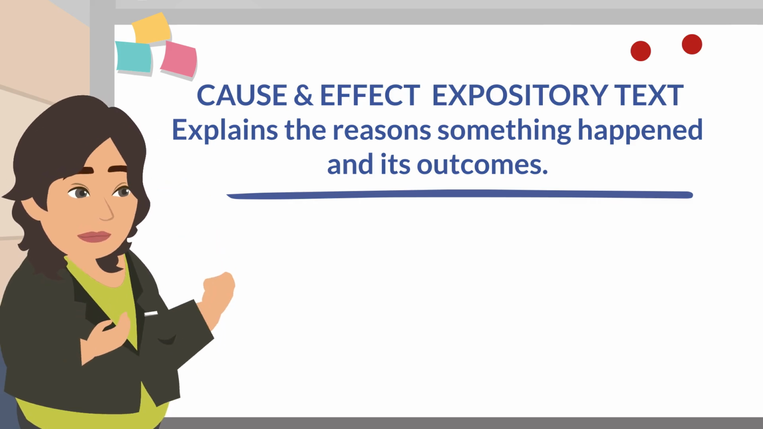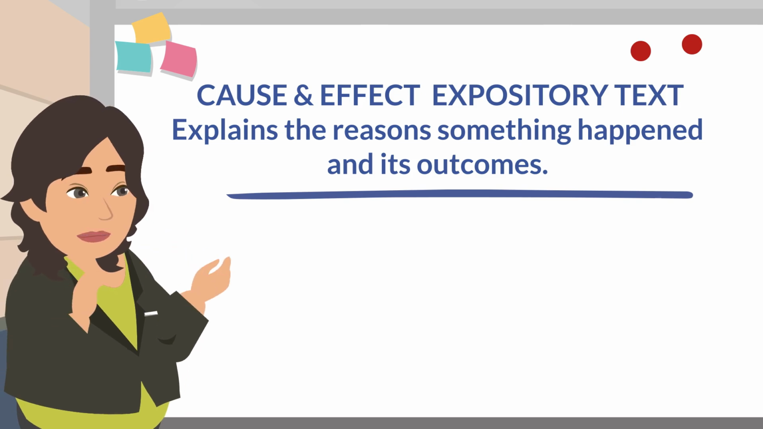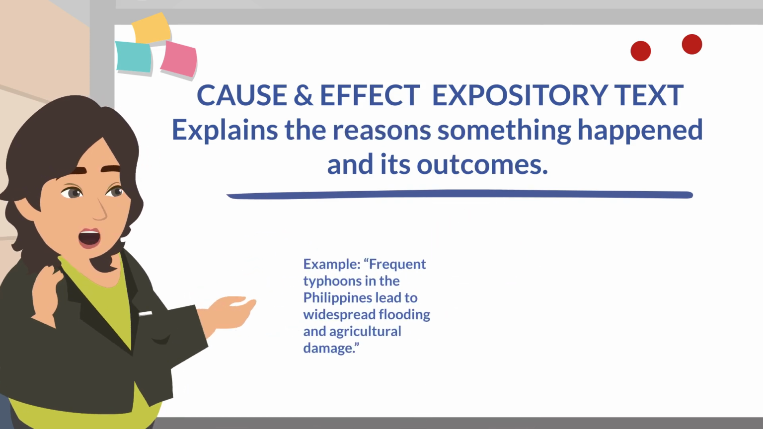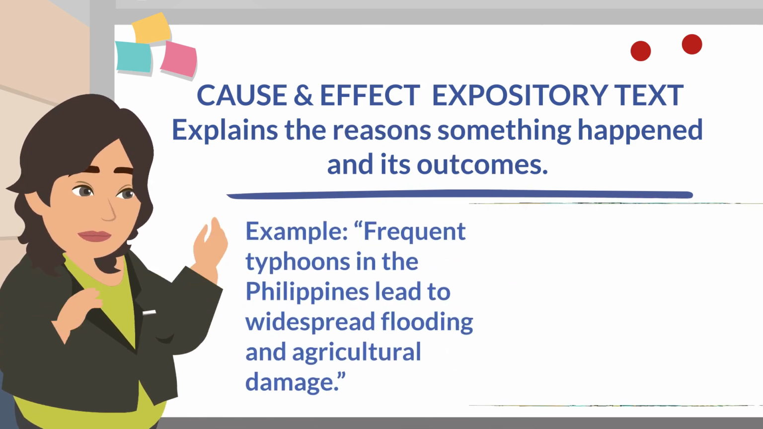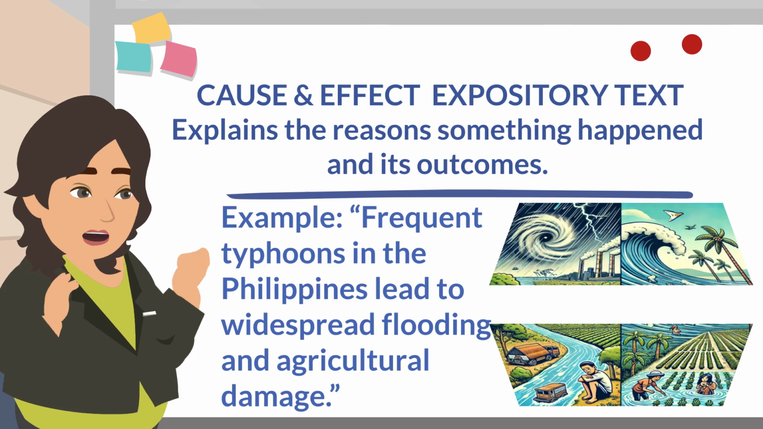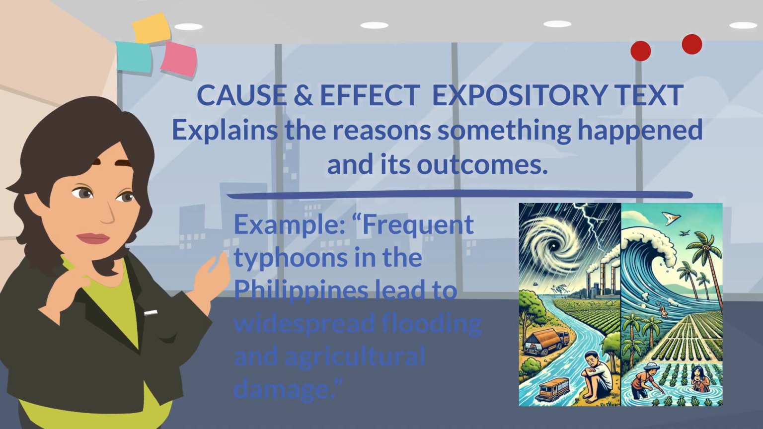The next type is cause and effect. Cause and effect expository texts explain why something happened and its outcomes. For example, frequent typhoons in the Philippines lead to widespread flooding and agricultural damage. This type of text helps the reader understand the relationship between events and their consequences.